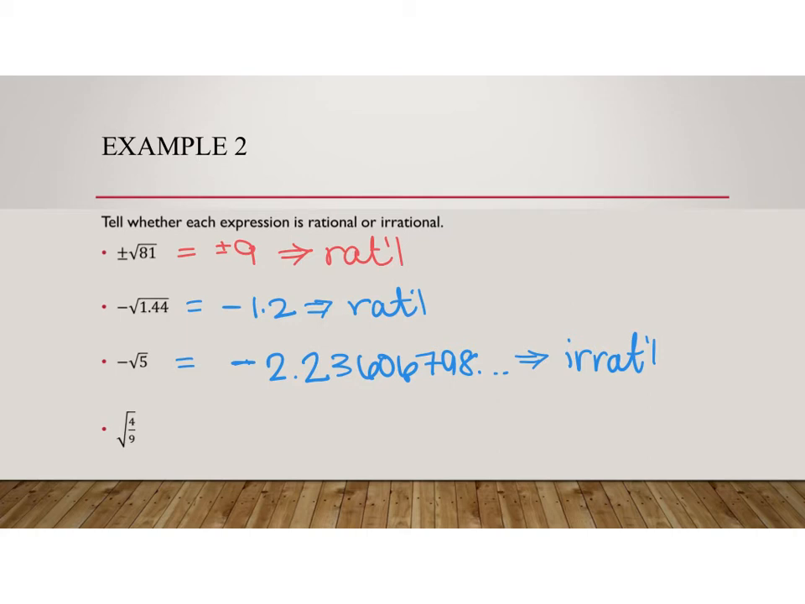Likewise, for the last part here, remember when I take the square root of a fraction, it's really the square root of 4 divided by the square root of 9. The square root of 4 is 2, so I'm going to go plus or minus 2. And the square root of 9 is really 3. So 2/3, although the decimal repeats, it can be written as a fraction. So this here, I'm going to say is a rational square root.